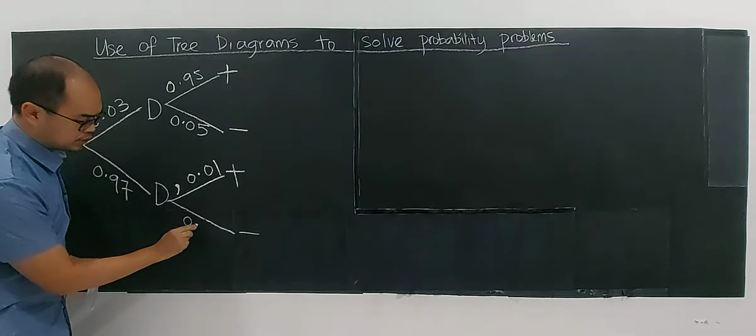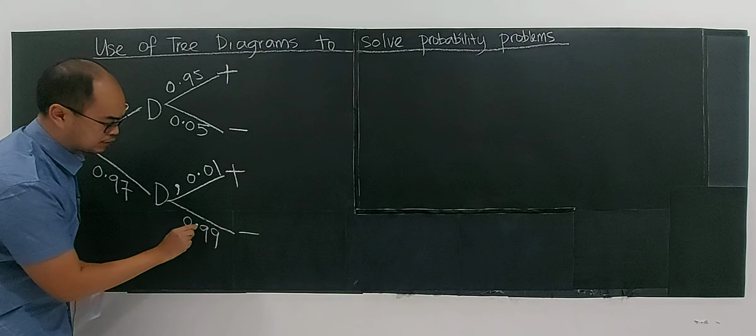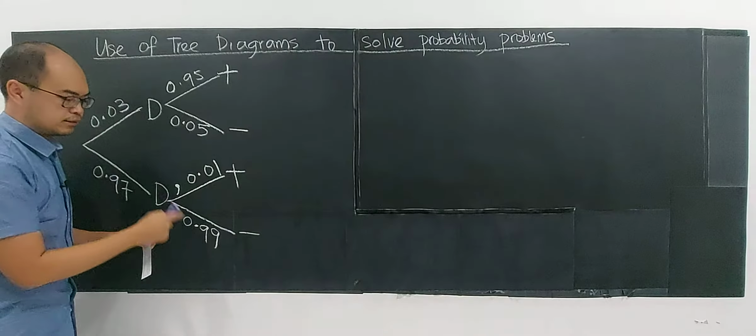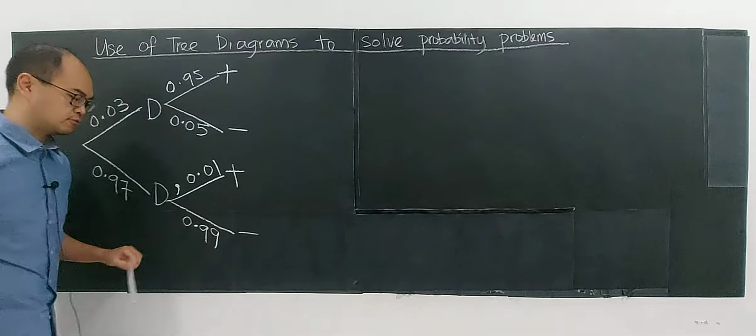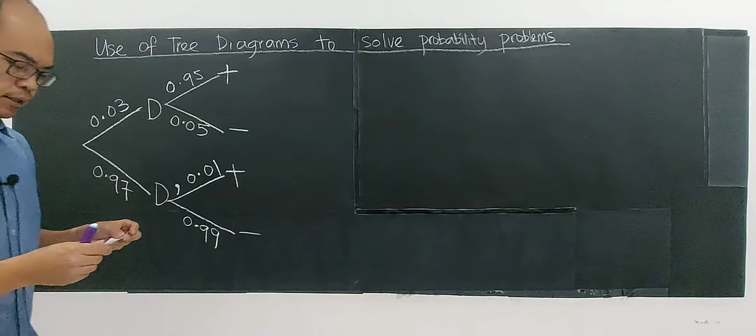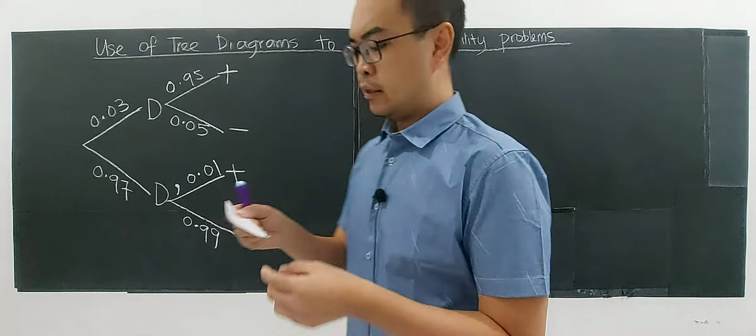So then, of course, this will be 0.99, 99%. 99% you will test negative if you don't have the disease. It's still considered okay.